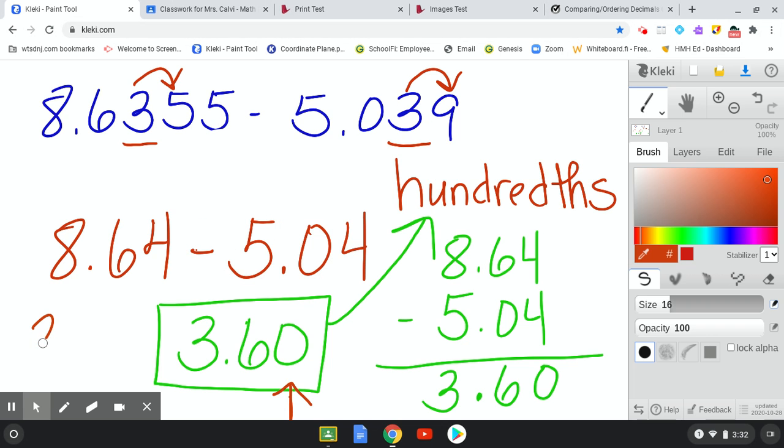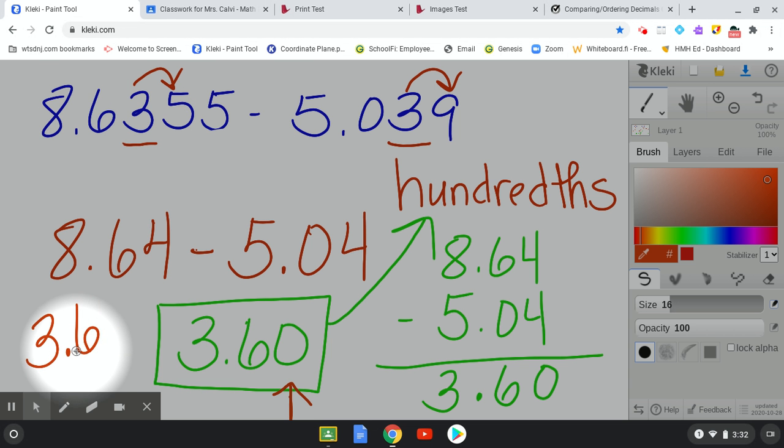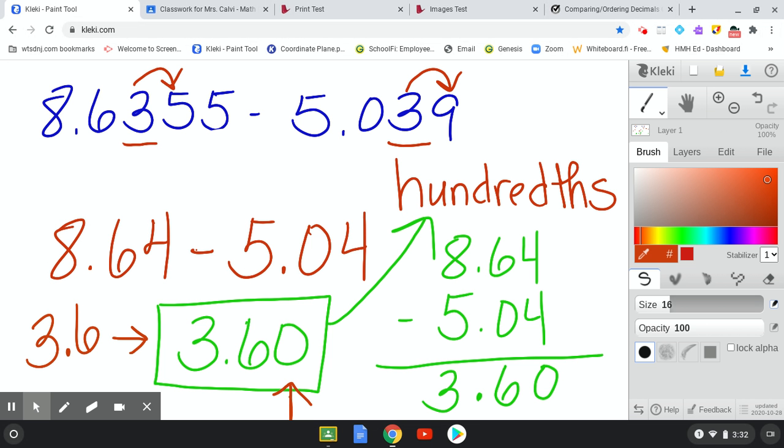If I didn't put the 0, it would be 3.6 or 3 and 6 tenths. And yes, these two are equal. They're equivalent. But because the problem said to round to the hundredths place, I want you to have a digit in the hundredths place, even if it's a 0. Okay, so let's try another one.